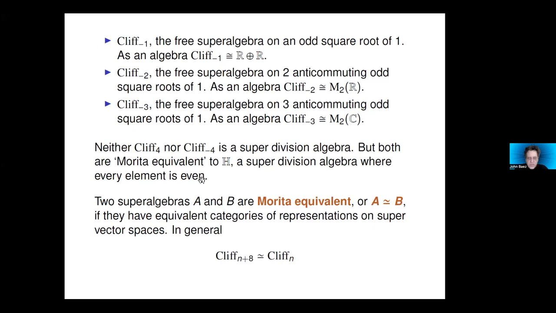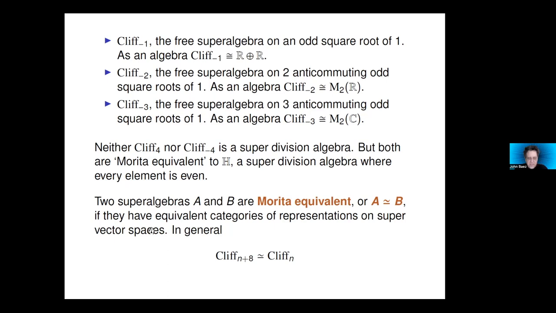That's one way you can think of it as a superdivision algebra. So what's this Morita equivalence business? Well, what we care about with these algebras are their representations, how they act on vector spaces. And so you say that two superalgebras are Morita equivalent if they have equivalent categories of representations. And superalgebras like to act on super vector spaces.